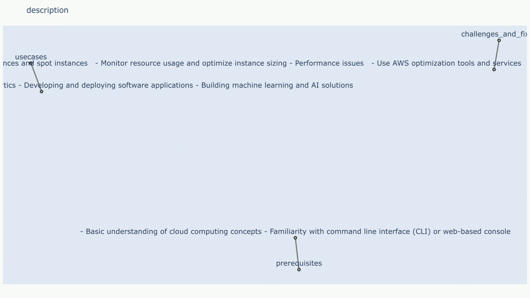Data management and backup. Utilize AWS storage services like Amazon S3, Amazon EBS, and Amazon Glacier. Implement regular data backups and disaster recovery plans. Use AWS backup services like AWS Backup and AWS Data Lifecycle Manager. Implement data encryption and access control mechanisms.